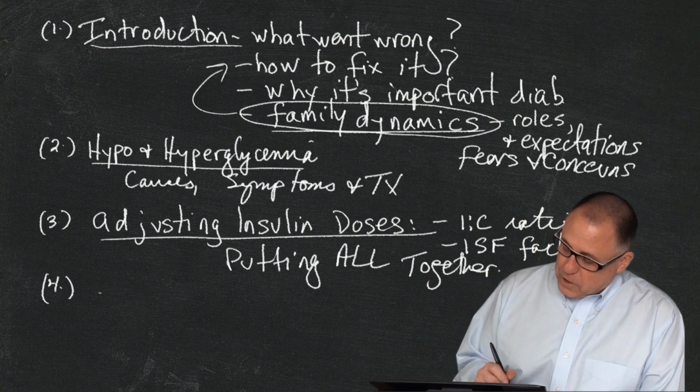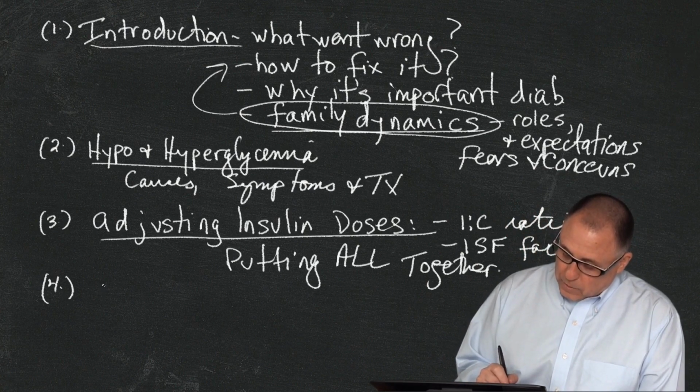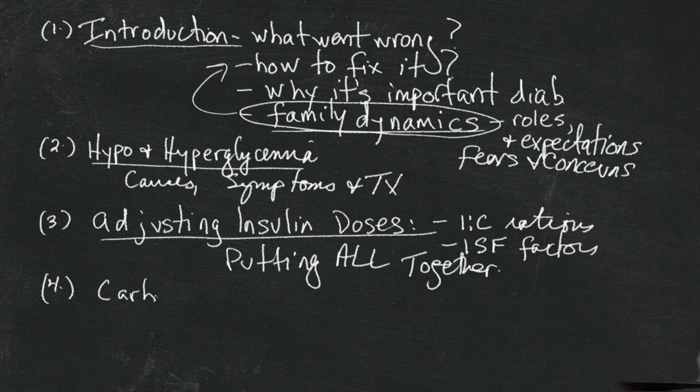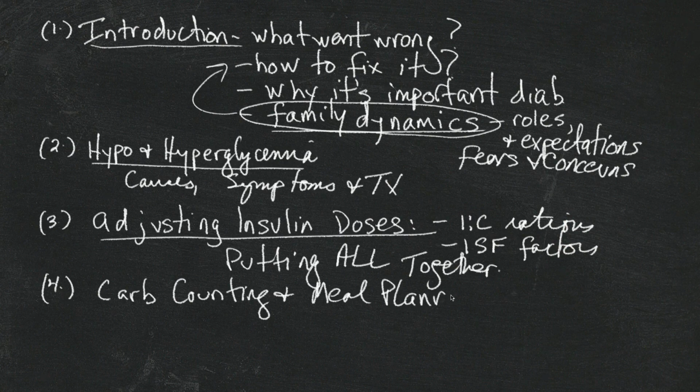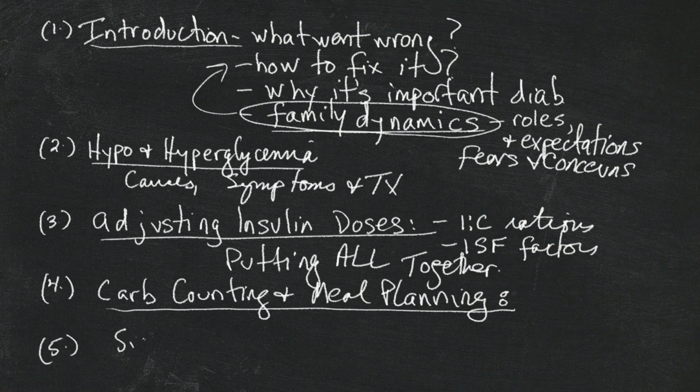So after we talk about adjusting insulin doses, we will talk about carb counting. It's important. And meal planning. It's way easier than it used to be in the past because we're not using exchange diets. Things are much more flexible, thank God. And we'll talk about all of that stuff. And then last but not least, we'll talk about sick days and sick day rules.